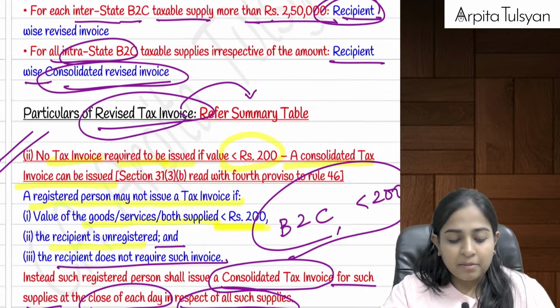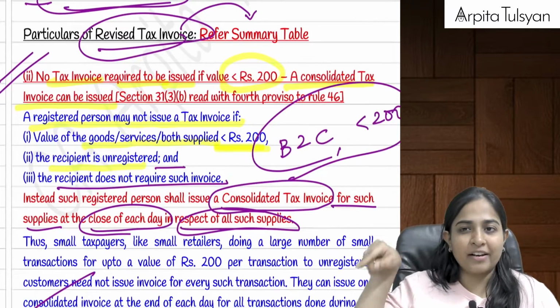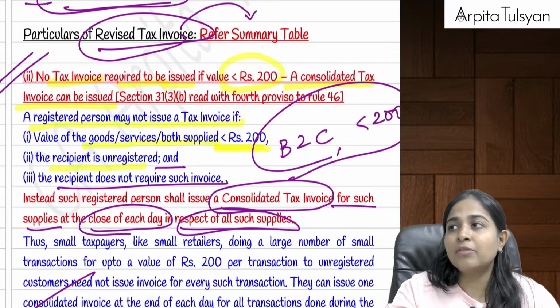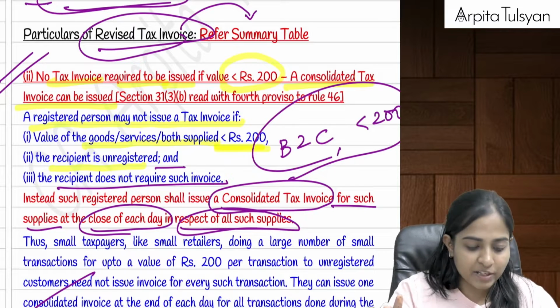Yes. Then after that, ma'am, what will come in these revised tax invoices? You can refer to it from that summary table. One extra thing that will come in this revised tax invoice is the reference of the original tax invoice, right?